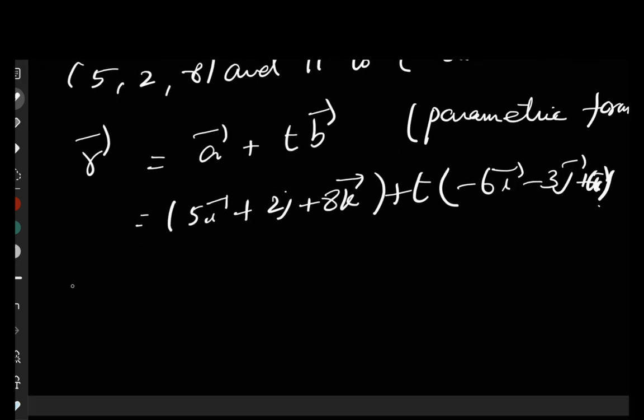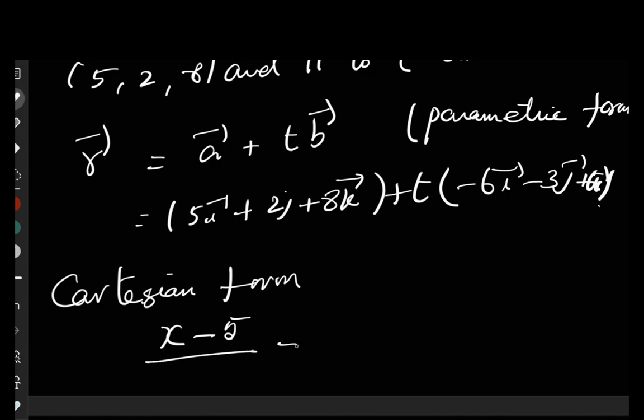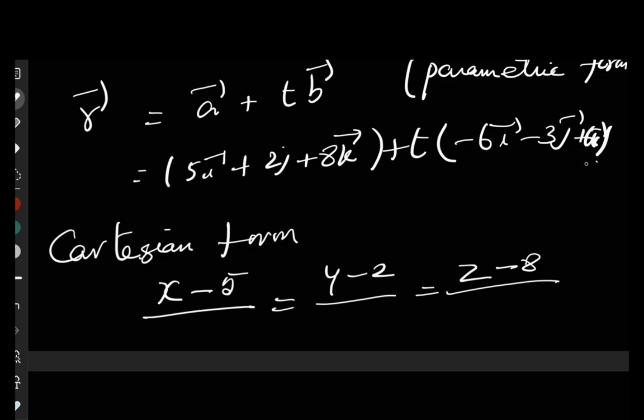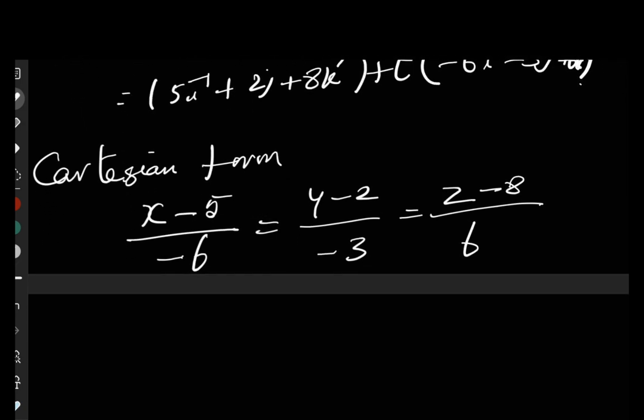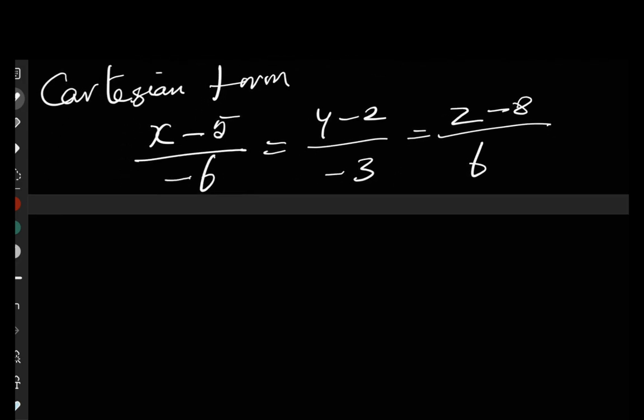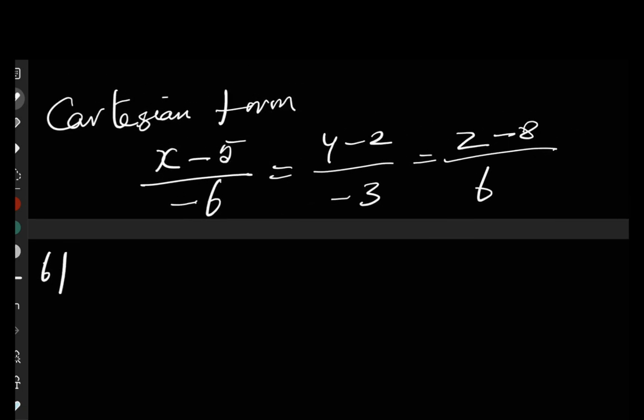Next, you have to give the equation in Cartesian form. That is (x minus x1) by l equals (y minus y1) by m equals (z minus z1) by n. You take the point: x minus 5 by, equals y minus 2 by, equals z minus 8 by. You write the direction ratios of this parallel vector in the denominator: minus 6, minus 3, then 6. So, this is the Cartesian form. That's all. Next, let me do the sixth sum for you.